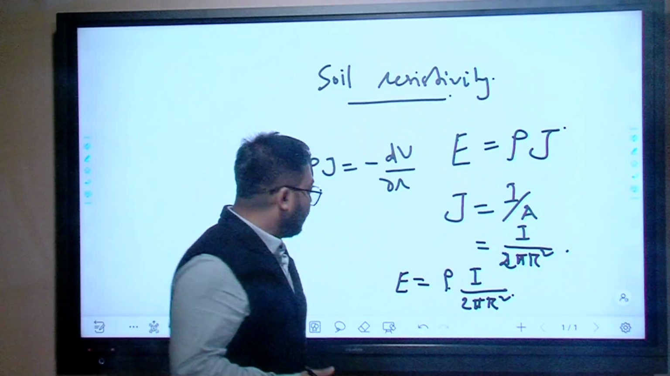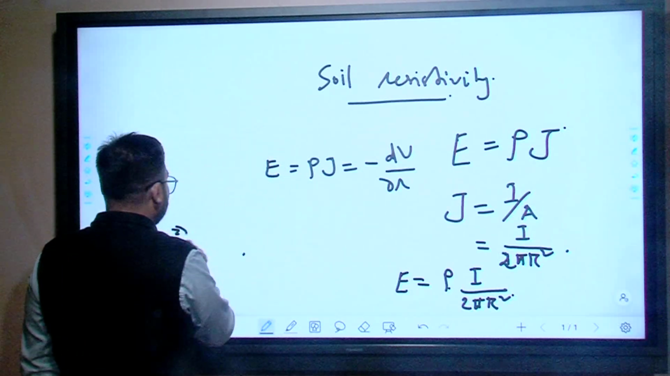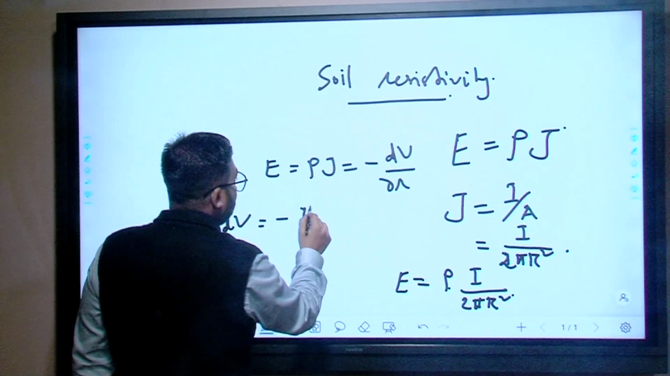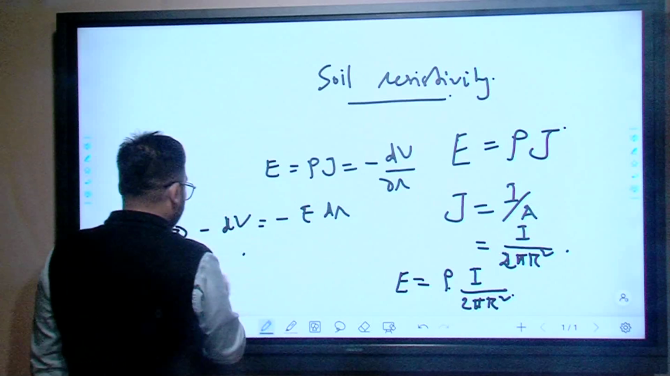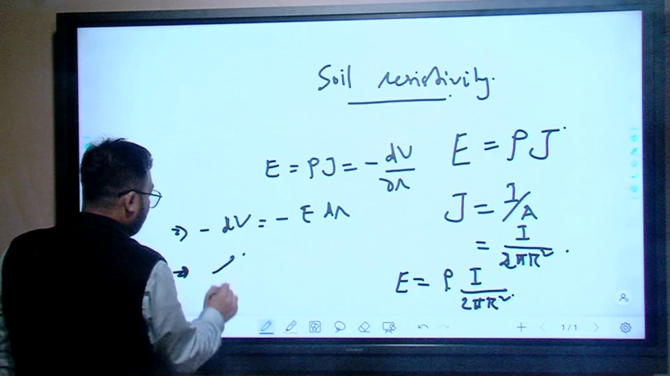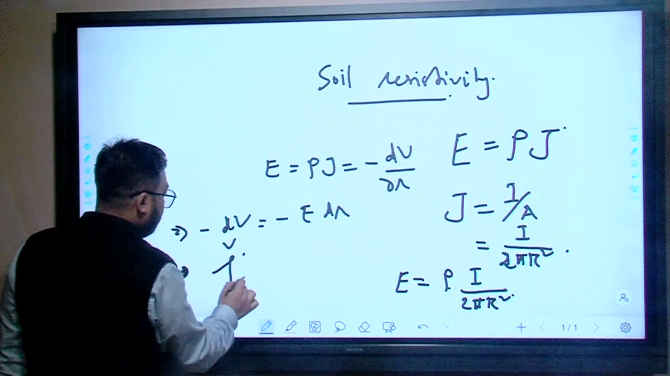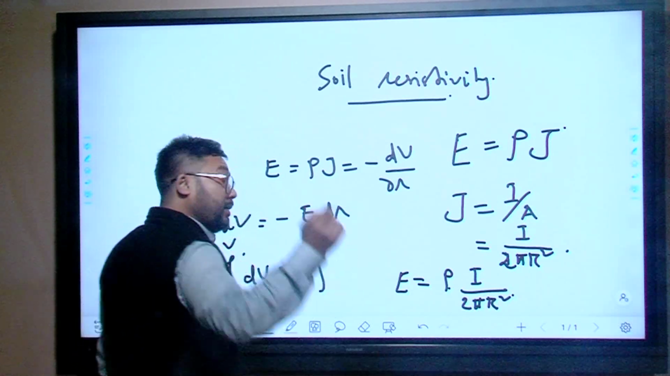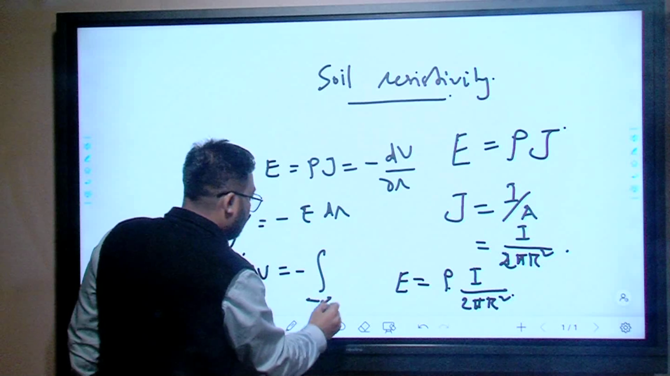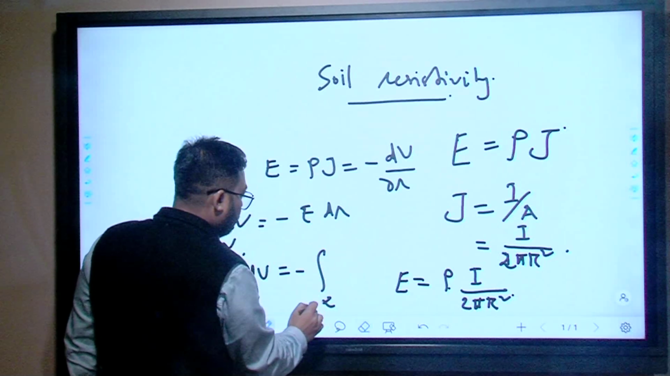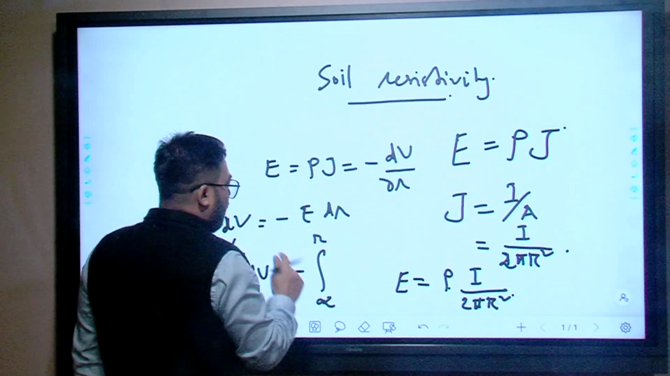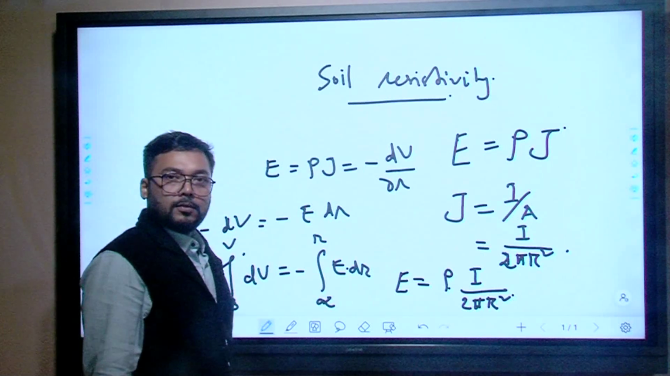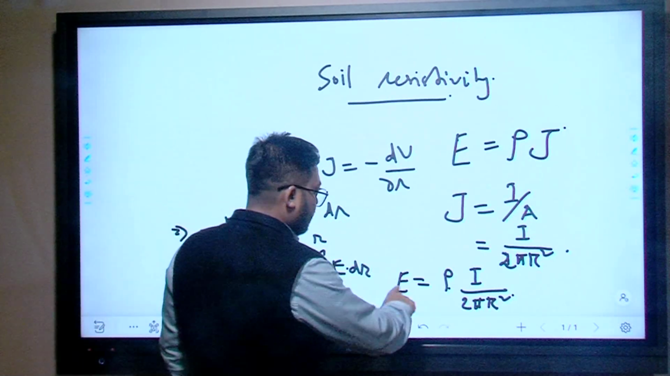Now the electric potential can be calculated. You can take minus dV is equal to E dr. Hence, integrating, when you do the integration from 0 to V of dV, it is equal to minus the integration, with my initial position at infinity to the point R, of E dr. So this is the value of E now.